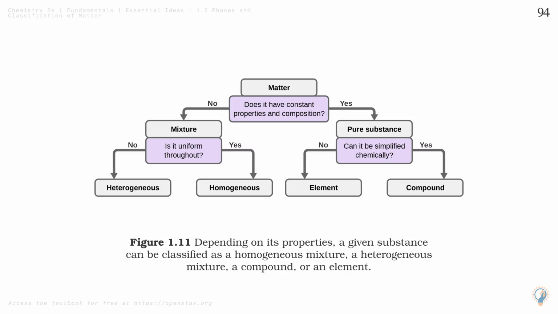Figure 1.11. Depending on its properties, a given substance can be classified as a homogeneous mixture, a heterogeneous mixture, a compound, or an element.